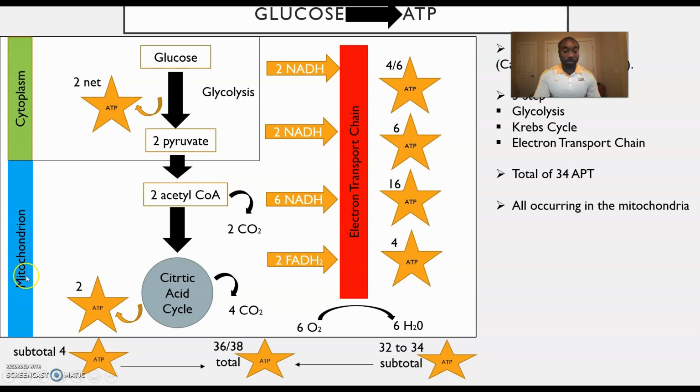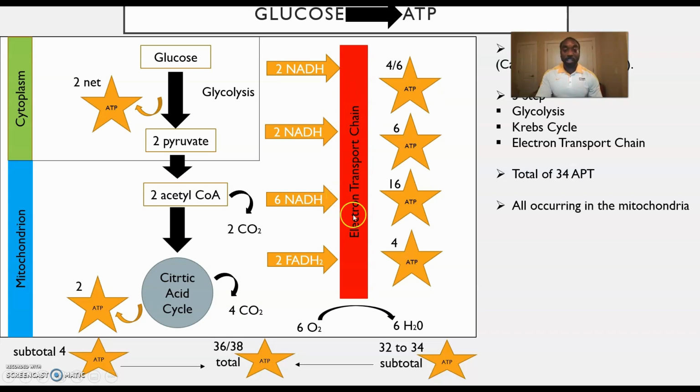Afterwards, we move into the mitochondrion, where 2 acetyl CoA is created, giving us 2 CO2, which is then taken over to the citric acid cycle. In the citric acid cycle, we have 2 more ATP and 4 CO2.